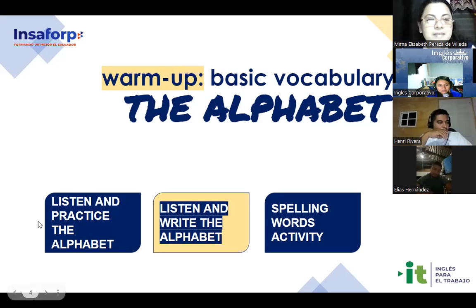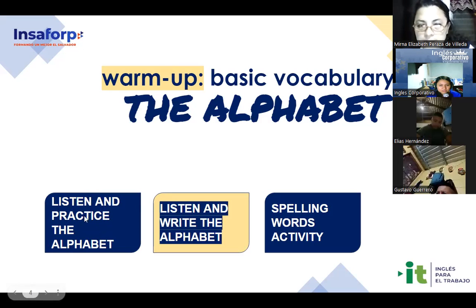Listen and practice the alphabet. This is the first activity. Listen and practice the alphabet. Listen and practice. What is listen? Listen in Spanish. Listen. Escuchar. Listen and practice. Escuche y practica el alfabeto. Listen and practice the alphabet.